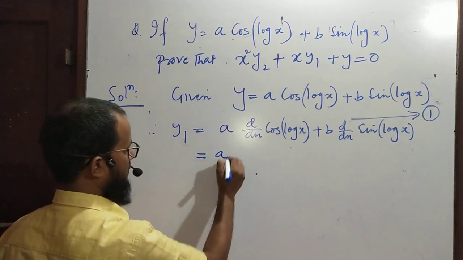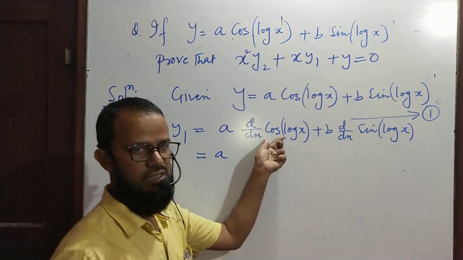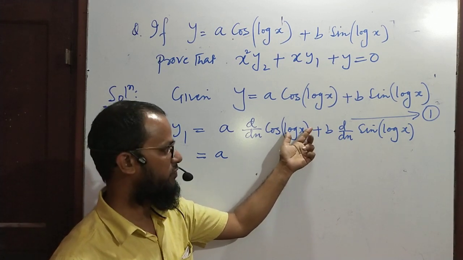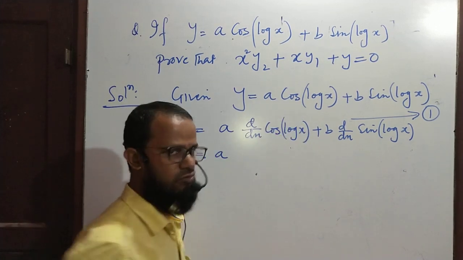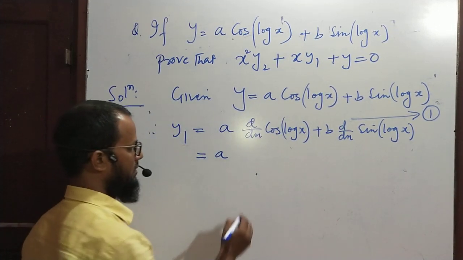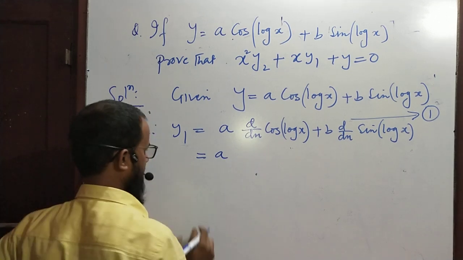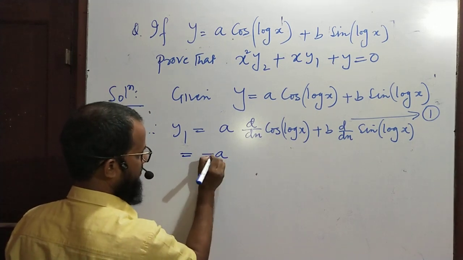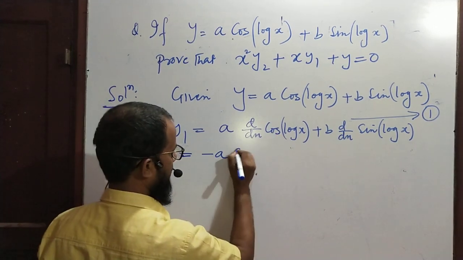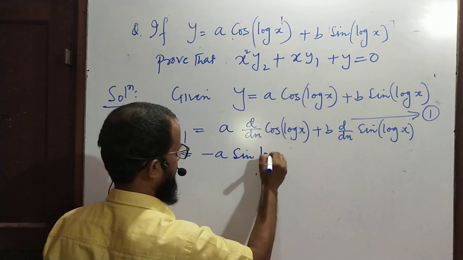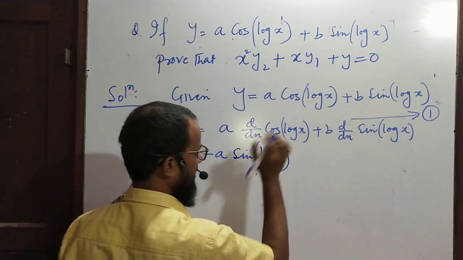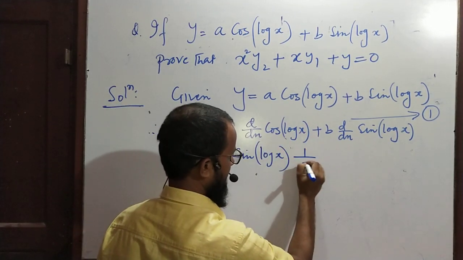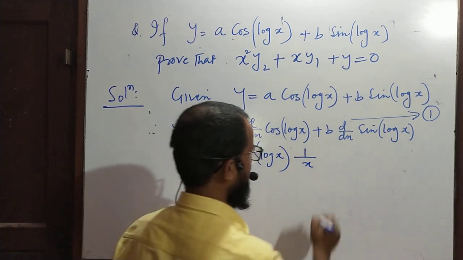Here your main function is cos, and inside cos is another function, log x. If you imagine log x as x, it becomes the formula d/dx of cos x. d/dx of cos x is what? Minus sin x. So a, minus will come here, and cos becomes sin, inside log x. And since log x is other than x, again the derivative of log x with respect to x is 1 by x. No need to write d/dx of log x again.